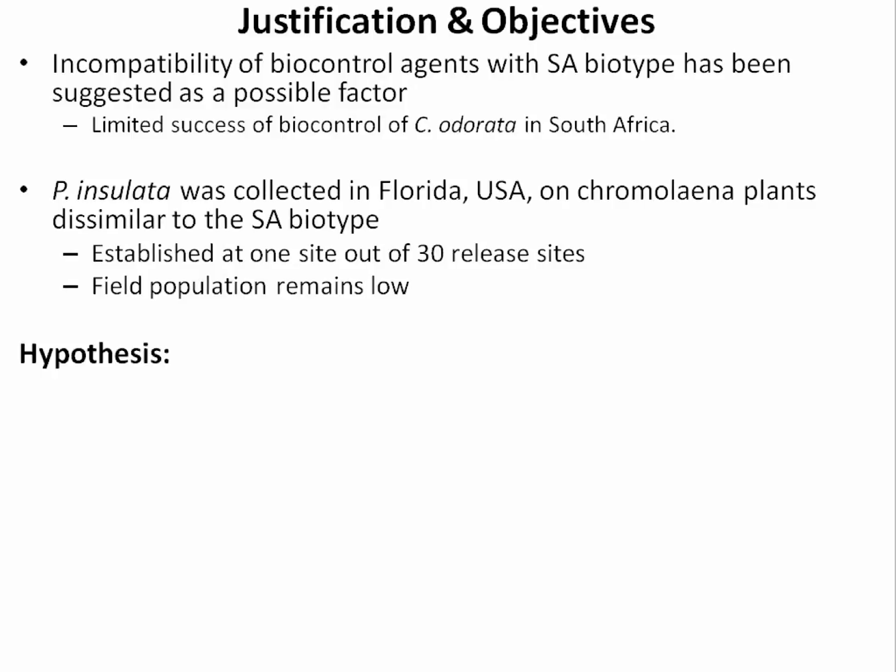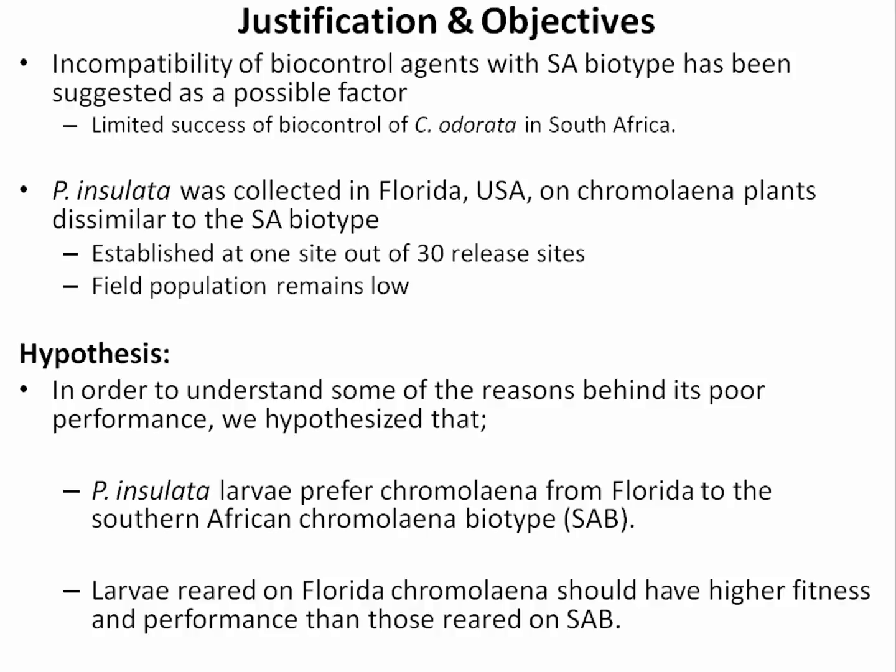Based on this fact, we hypothesize that P. insulata larvae will prefer Florida Chromolaena as opposed to Southern African Chromolaena. We also hypothesize that larvae reared on Florida Chromolaena should have higher fitness and performance than those reared on the Southern African Chromolaena biotype.